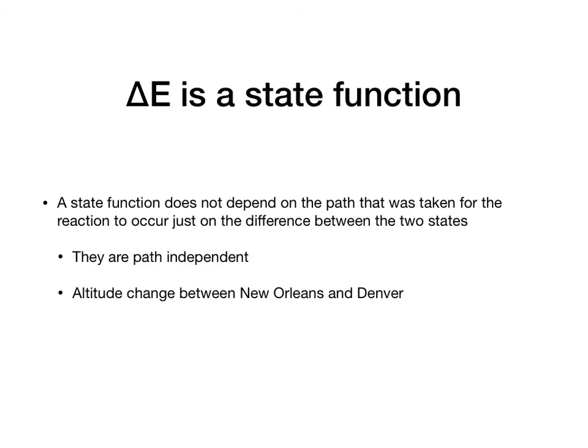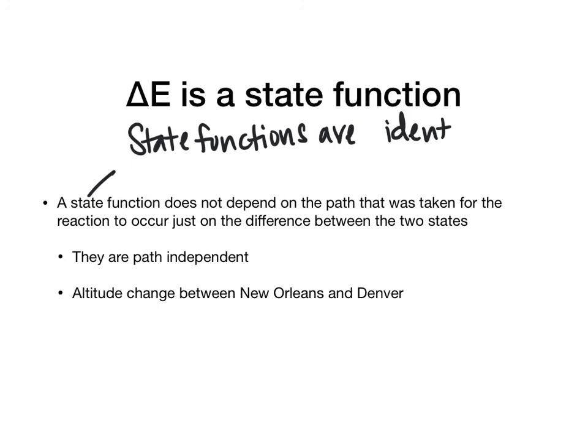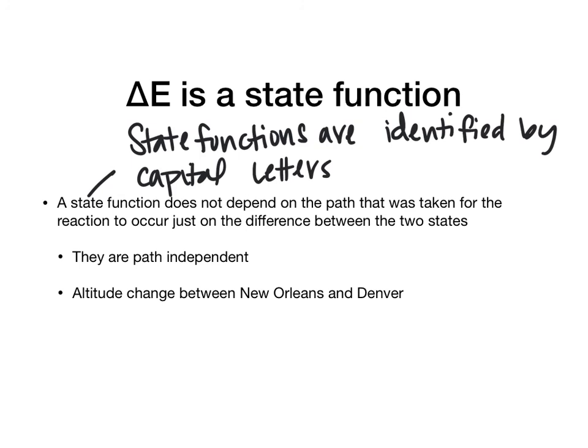The other thing we want to think about is the fact that delta E is what's called a state function. State functions are identified by capital letters. So far, delta E is the only state function we've met, but heat and work are both lowercase letters. I know my W's look like an uppercase W, but they are in fact not.